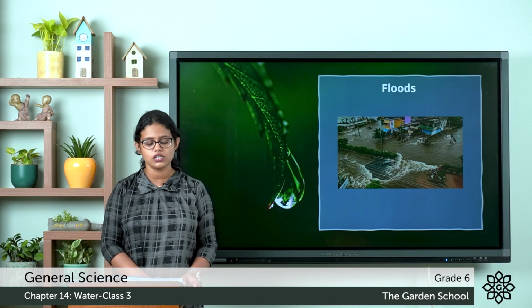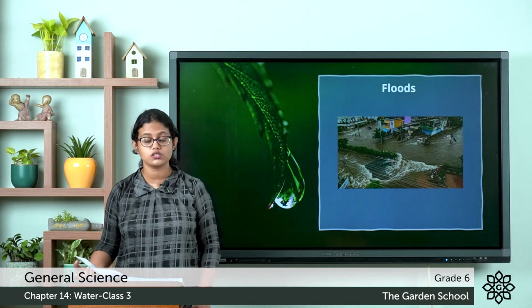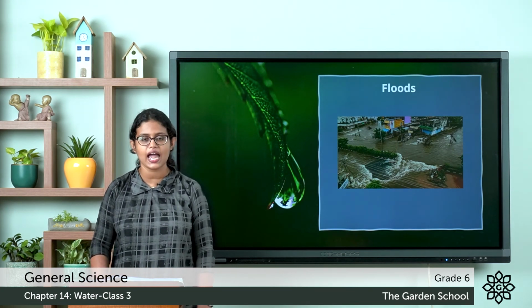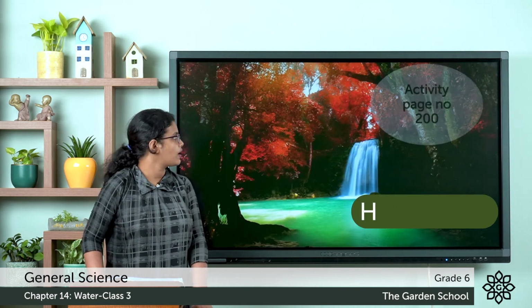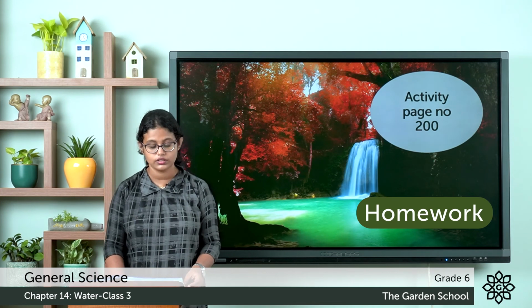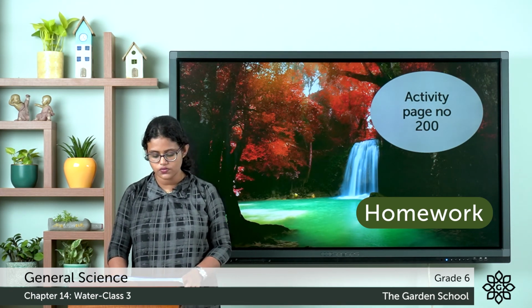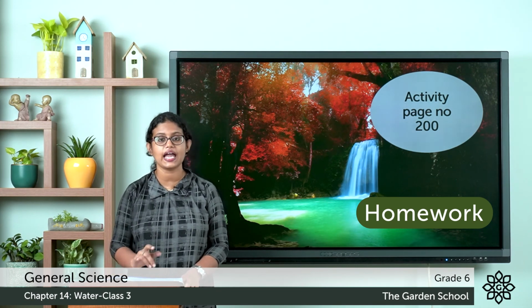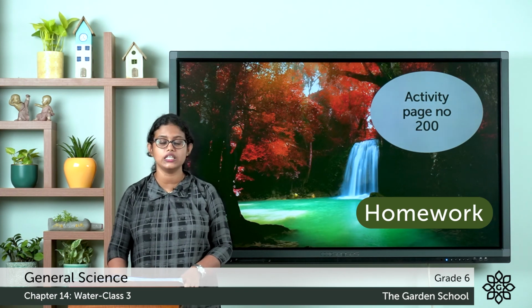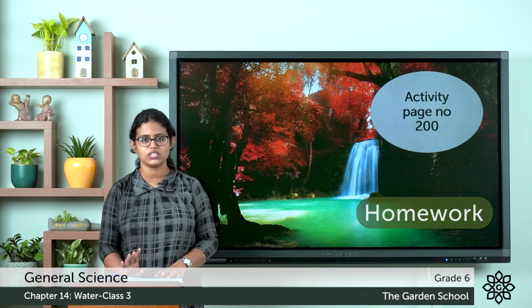So in this class, we discussed sources of fresh water, that is rain and groundwater, and then we discussed droughts and floods. You have an activity on page number 200, that is the activity zone. How much water do you use usually for the following activities? The following activities are given. You need to write how much water you use daily for these activities. Once you are done, you can submit it in Microsoft Teams.